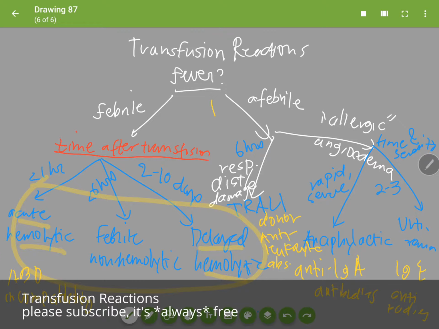On the other side of the spectrum is something that takes days to happen. If something takes days to happen, you've almost forgotten that you even had the transfusion, and that's actually what it is. It's caused by an anamnestic antibody response. So you're having some hemolysis, but since it takes longer for those cells to develop that response, it takes 2 to 10 days. And of course, the febrile non-hemolytic reaction is actually the most common one out of all of these.